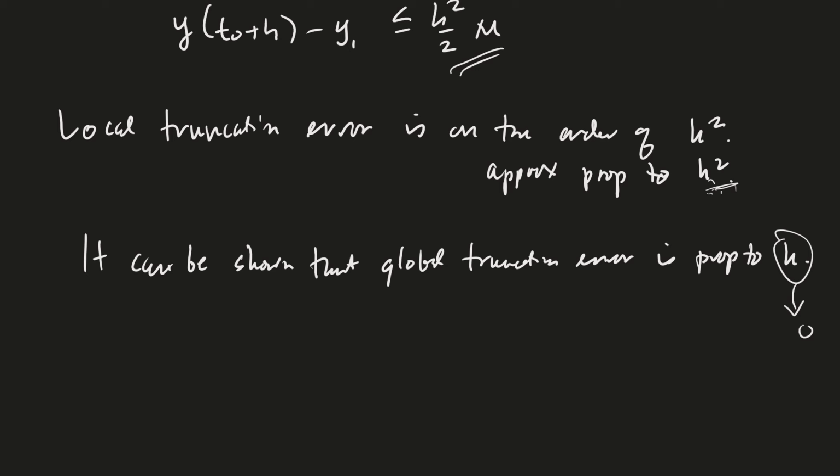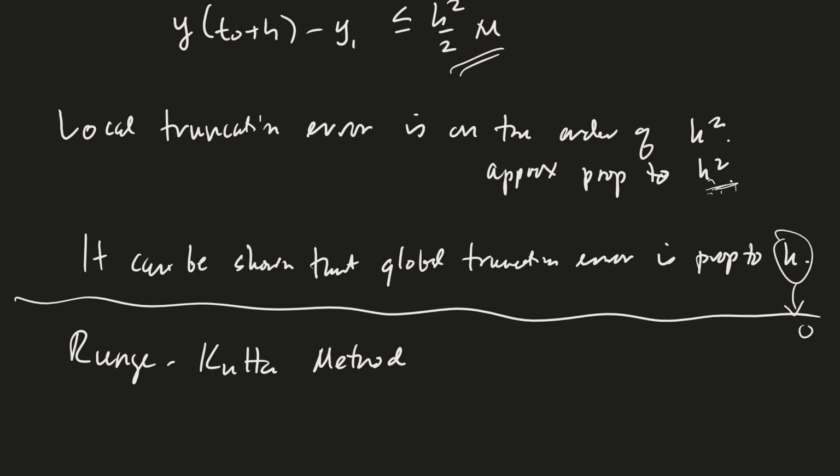And so I believe all the other Euler formulas, well, the backwards Euler is also order h. I wanted to mention the next algorithm because that's actually an order 4 algorithm, and it's kind of the workhorse of the DE solvers, and that is the Runge-Kutta method, or algorithm.